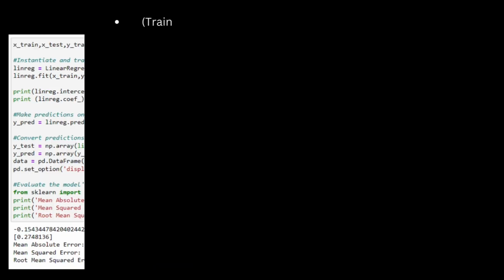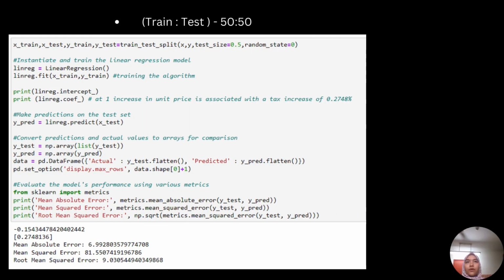So next train test split is for 50%, and then the test size is 0.5, the random state is 0. And then we instantiate and train the linear regression model, and then we find the value for the linear regression intercept. So the value for the linear regression intercept is negative 0.15434, and then the value for the linear regression coefficient is 0.2748, which means a one unit increase in unit price is associated with a tax increase of 0.2748%.